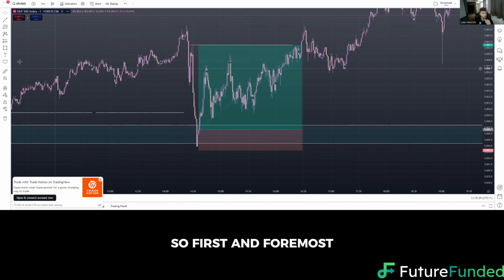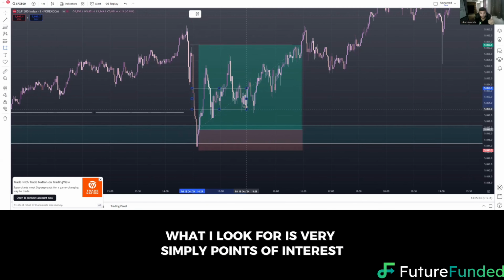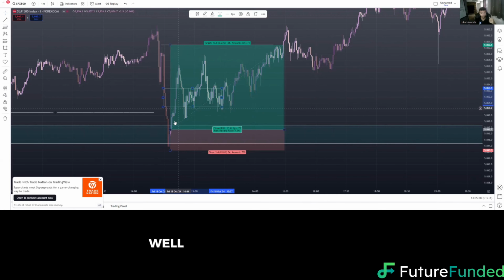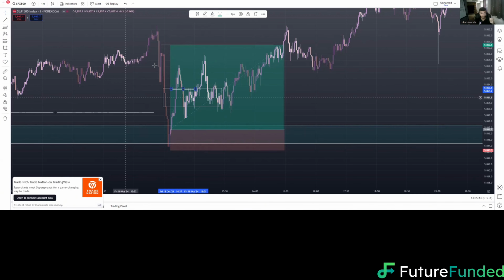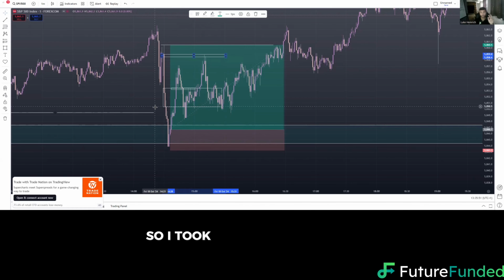So first and foremost, what I look for is very simply points of interest moving to the downside where price could potentially reverse on me. Well, the first one was here. So initially, I'm taking first TP target right there. Second TP target is right here, and then full TP. So I took 2 TP targets off this trade.